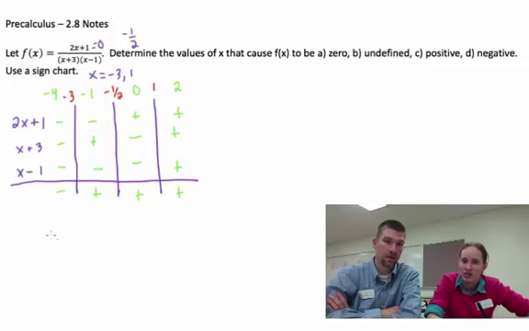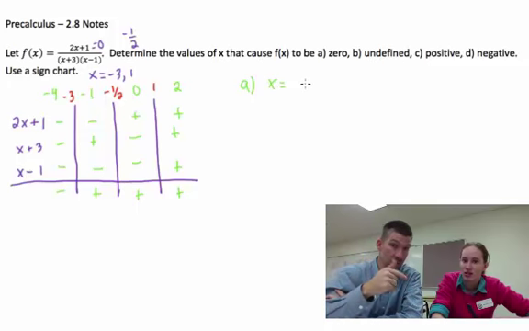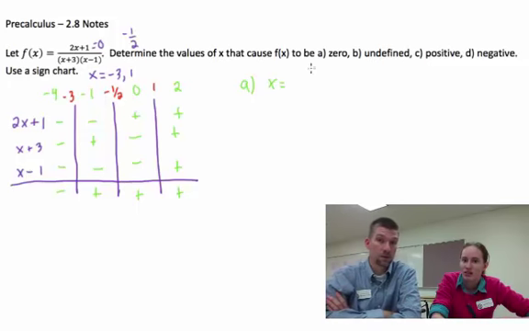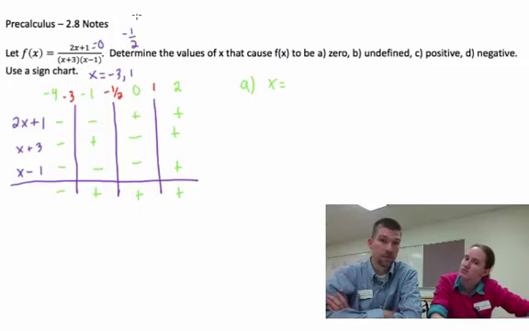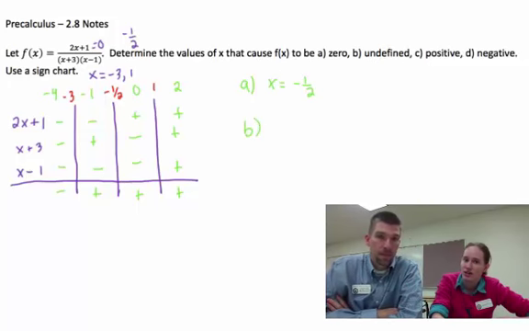Okay, so we are trying to find A, B, C, and D. A, where is our graph 0? Which is different than undefined, which Mrs. Stevenson was just talking about a second ago. Where x is 0, where our x-intercepts are, where we get our zeros from. Where do we cross the x-axis? That's -1/2. And then B, where is it undefined? That's where our vertical asymptotes will be: -3 and 1.